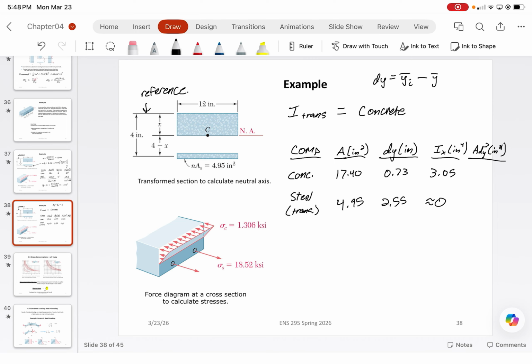And then A dy squared is just going to be 4.95 times 2.55 squared. This should be around 32.19. And then 17.40 times 0.73 squared gives us 9.27. This becomes 41.46. I don't know why I'm summing the areas. I think there's probably some round off error. Let me double check just to be safe.